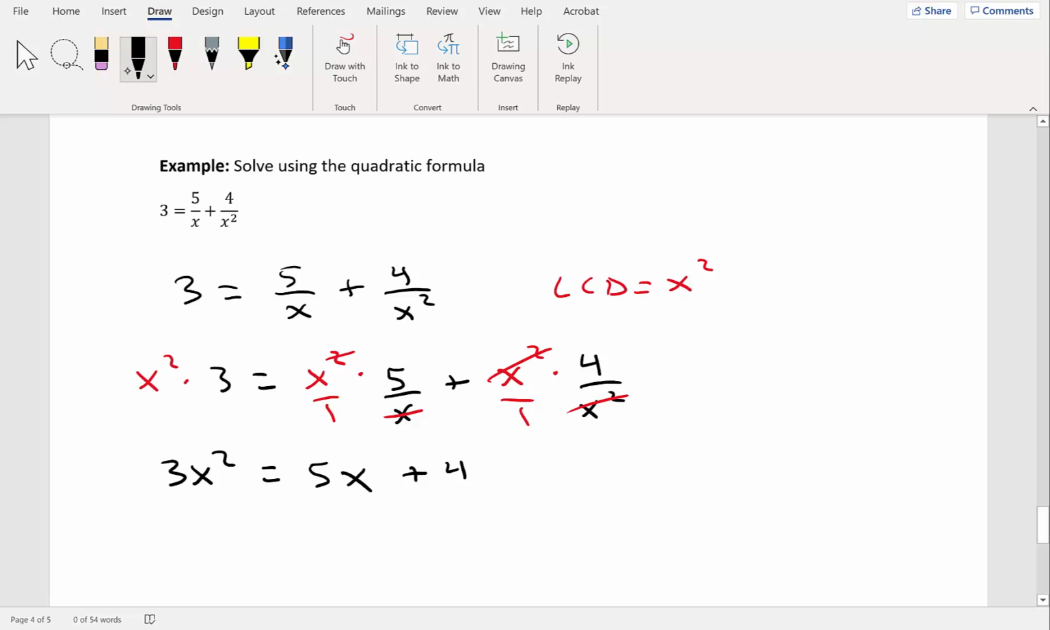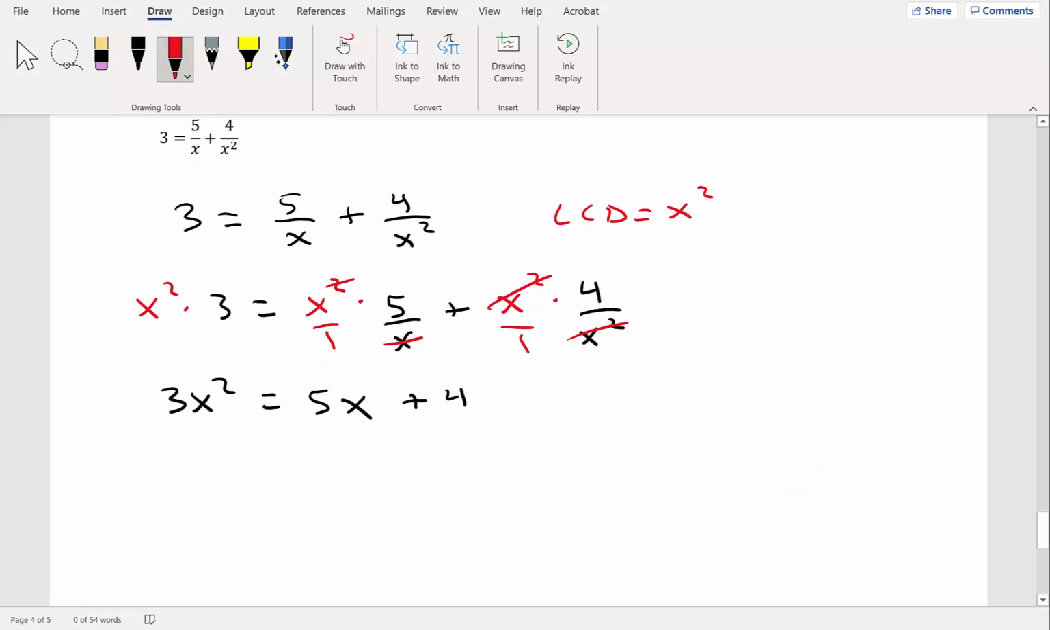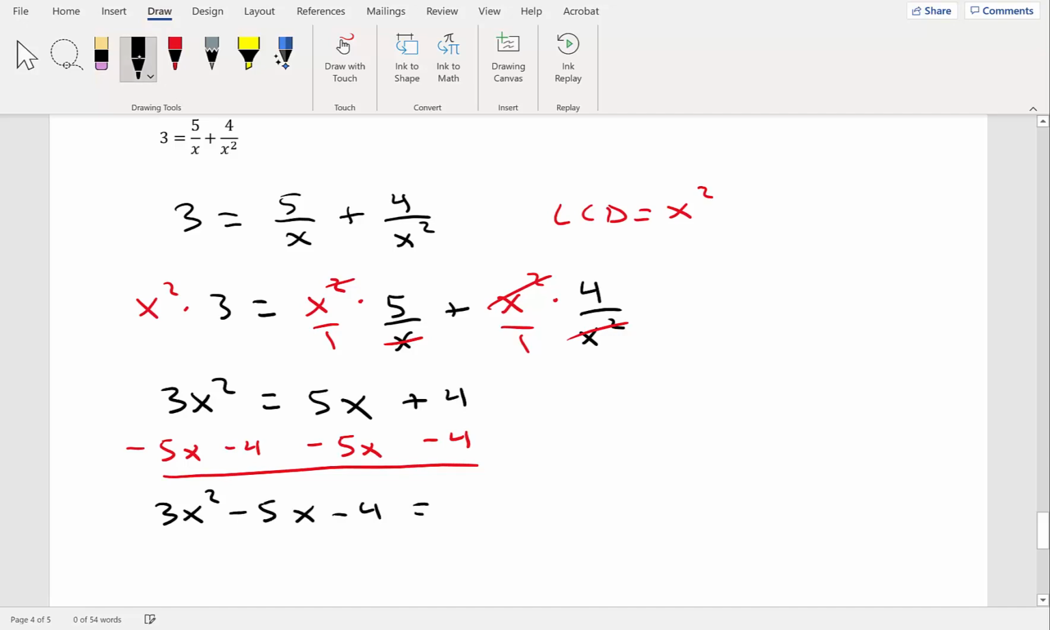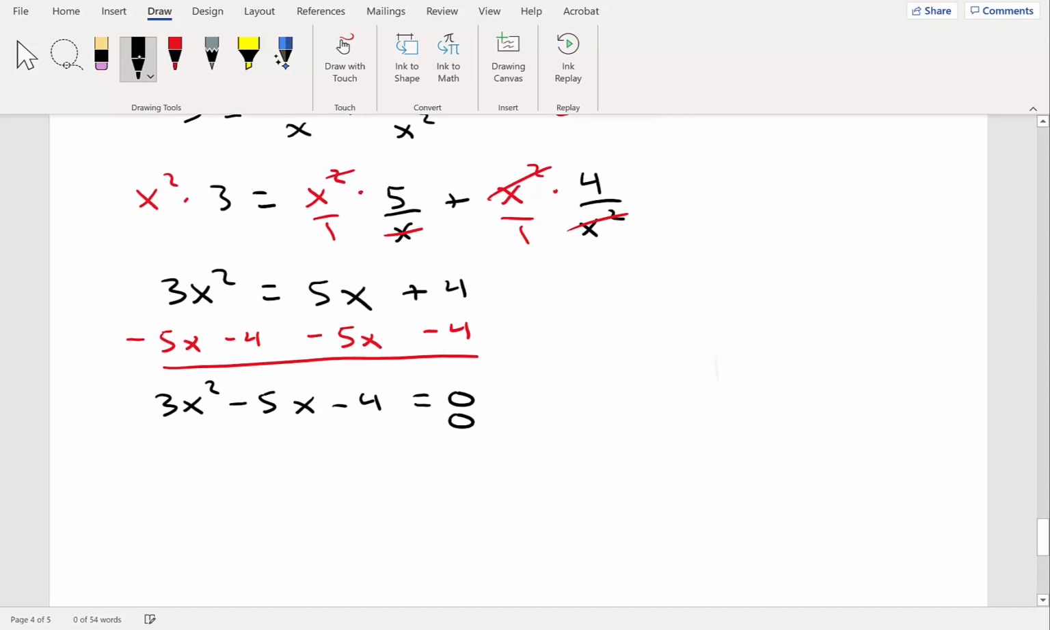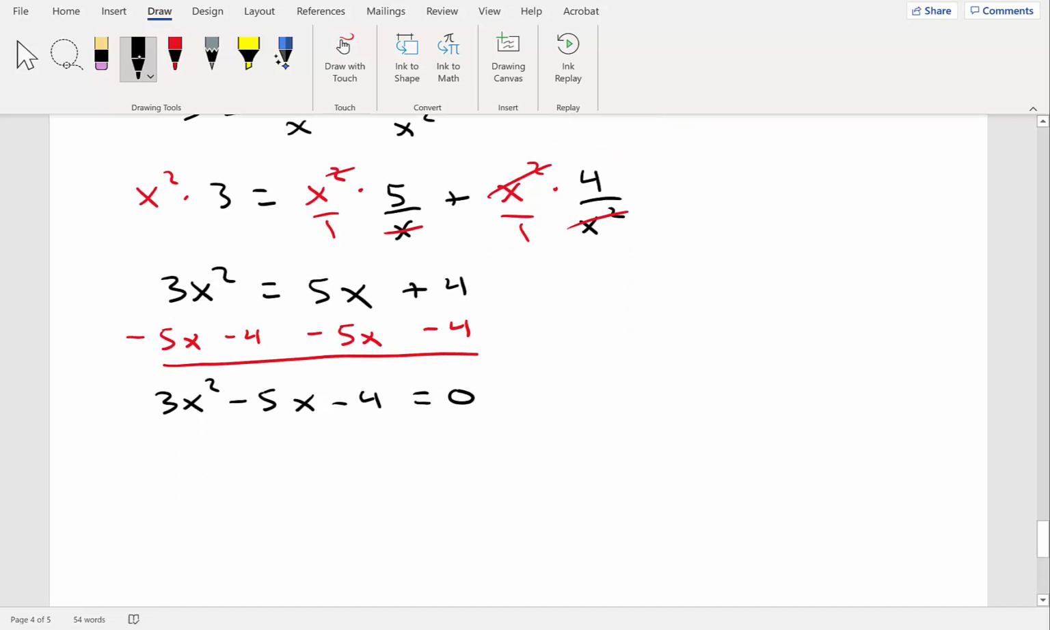So now I have an equation without any fractions. So now I can go ahead and get one side to be equal to 0. So let's subtract 5x from both sides, and then subtract 4 from both sides as well. So I get 3x squared minus 5x minus 4 is equal to 0. And now I could go ahead and plug it into my quadratic formula.